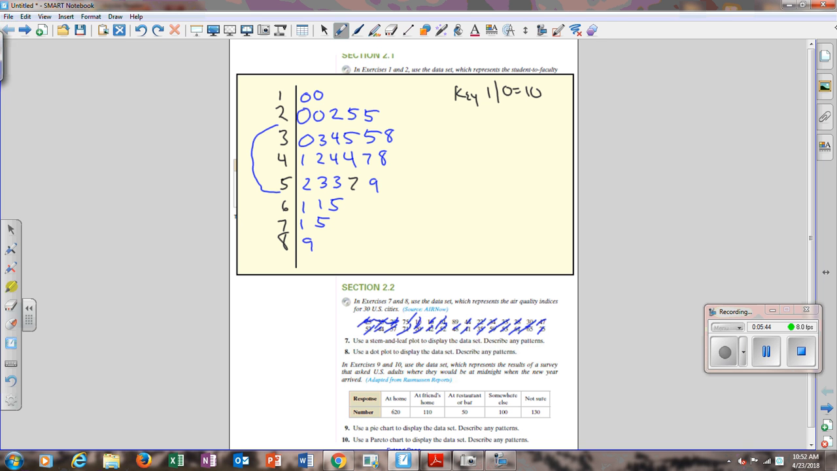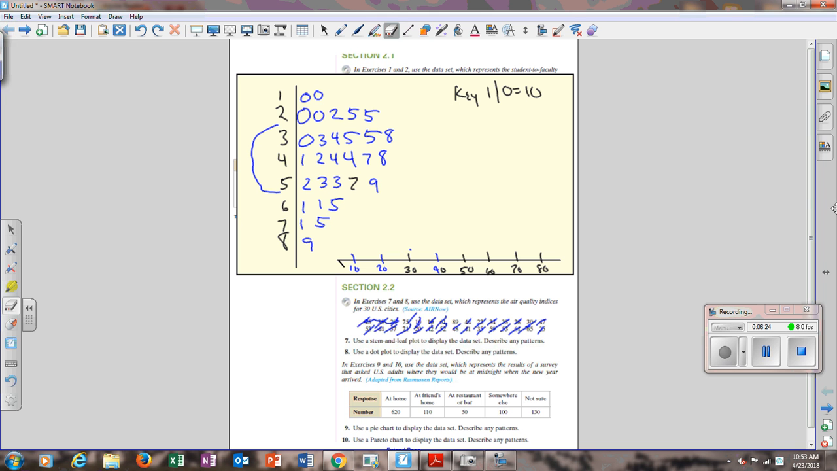Okay. Our next question says to do a dot plot. The nice thing is if you have a stem and leaf plot done already, then it makes the dot plot even easier. So you're just going to go 10, 20, 30, 40, 50, 60, 70, 80. Now with the dot plot, you're not concerned about, oh, well, it's 39, so it goes here. No, if it's in the 30s, it goes there.